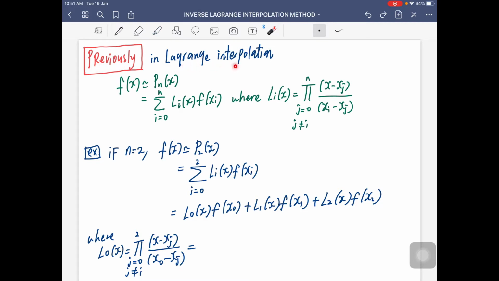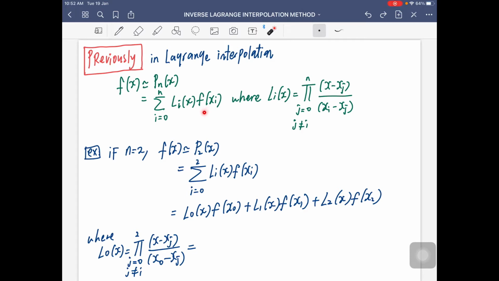in Lagrange interpolation methods, again we want to estimate our f(x) for the given x. We estimate it by using a polynomial of degree n. Okay, so how do we construct our Lagrange polynomial? This is the general formula. It is given by the summation of i equal to 0 until n of L_i(x), which is the Lagrange term, multiplied with f(x_i).